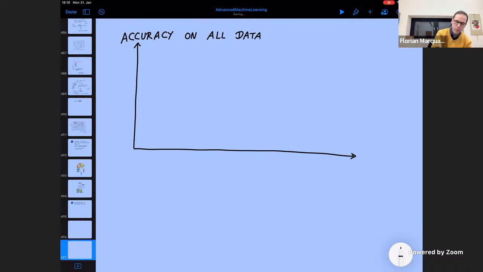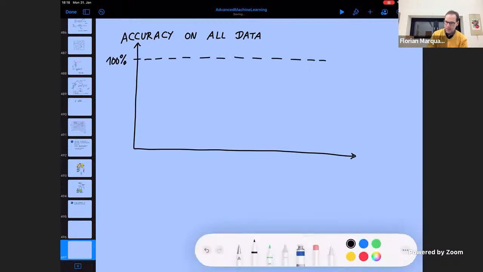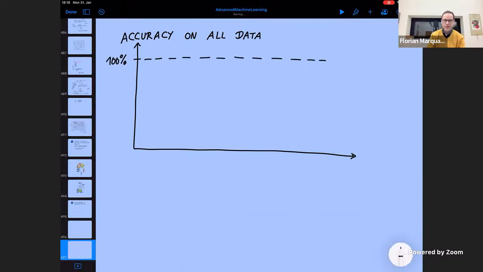So if I were to measure this on all the data, how should things look like? Well, the one thing I know is that even if I don't do anything particularly smart and I just train on more and more samples of this data set, I should get better and better. Yeah? So to the right, I will plot the number of training samples that I have already labeled and on which I have already trained.